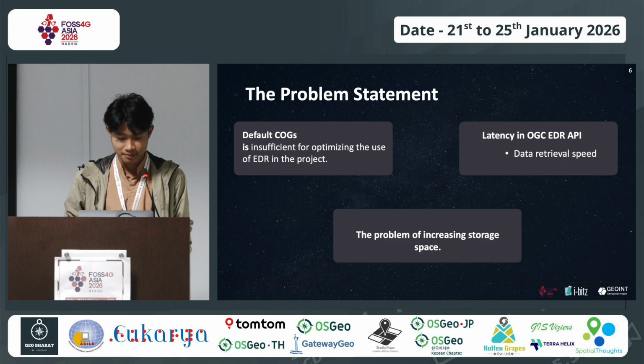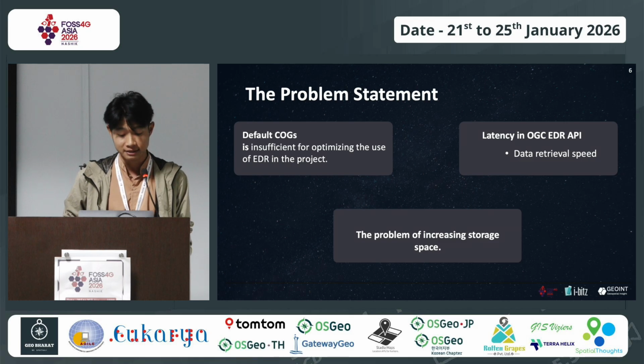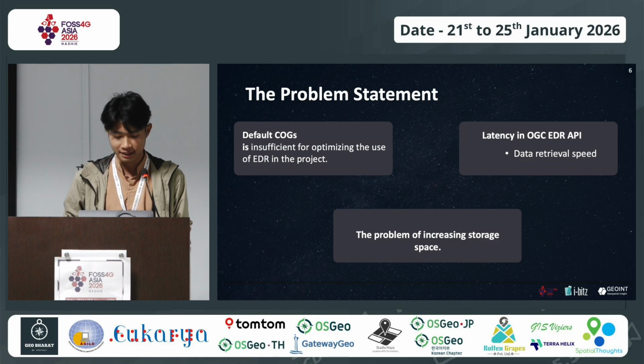From my experience, I found that using the default COG is insufficient for optimizing the use of EDR in the project. The most important issue is the problem of increasing storage space. And the last issue is the latency of OGC, the data retrieval speed from the API.